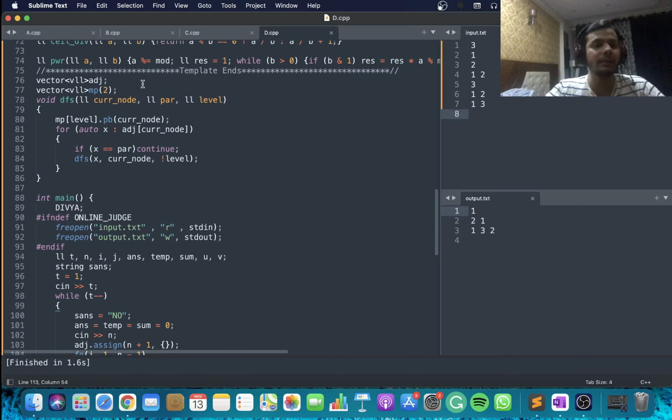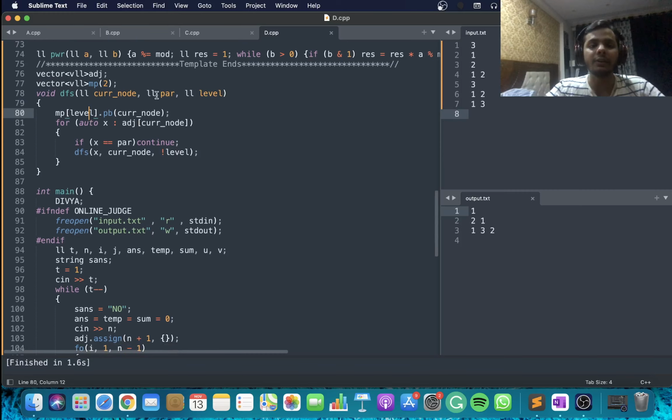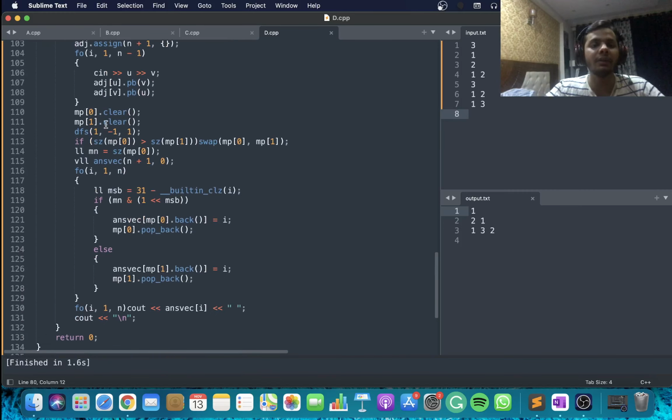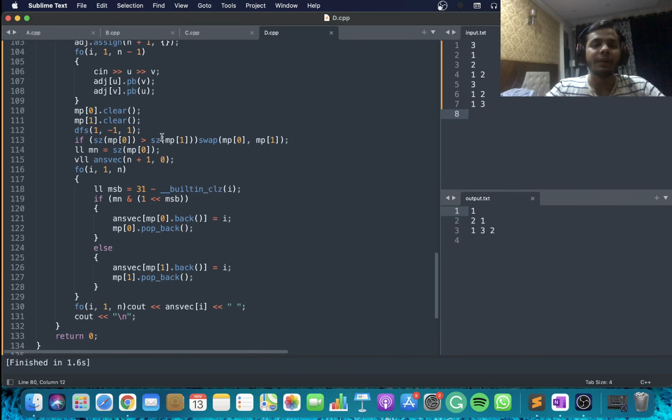What I'm doing here is creating an adjacency list, and a 2D vector where I'm storing all the elements which are at even levels and all the elements which are at odd levels. That can be done using a DFS, passing the parameter of level in a simple DFS. So when I have these MP of 0 and MP of 1, if the size of MP of 0 is greater than that of MP of 1, I have the liberty to swap them, so I'm just going to do that.